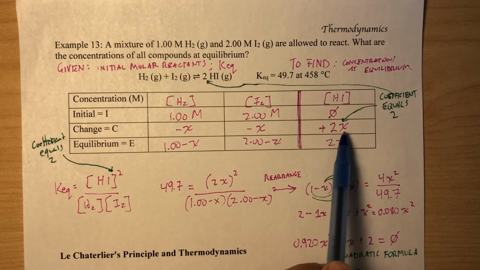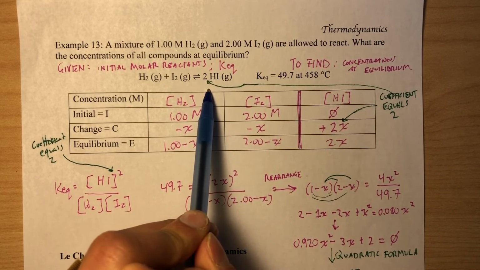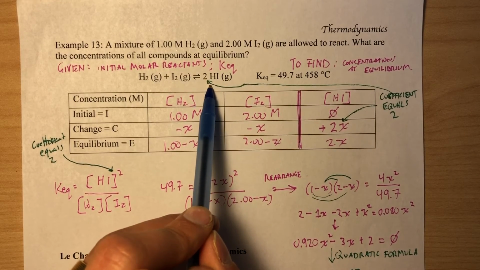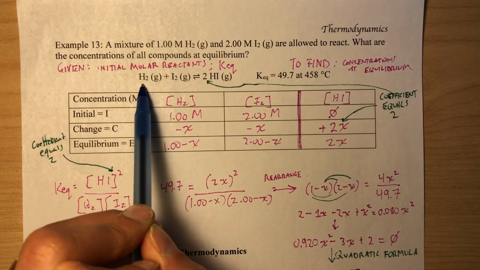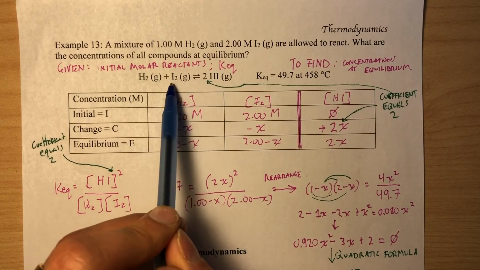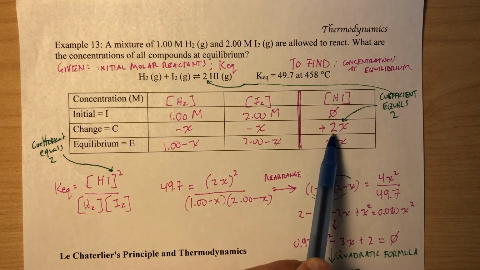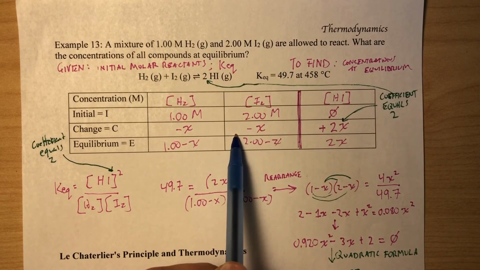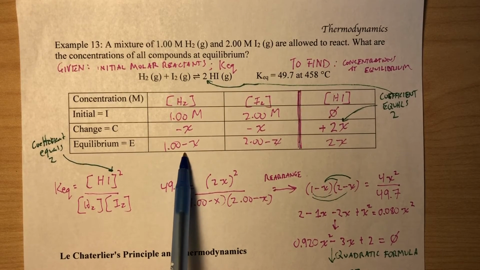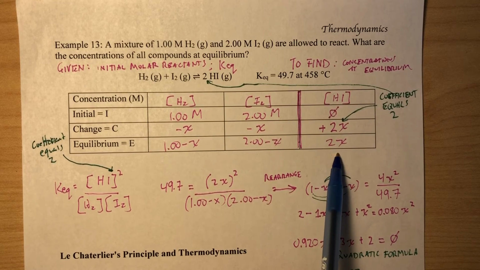The reason that's 2x is because the coefficient of 2 comes from our reversible reaction. This 2 indicates that for every 1 mole of H2 that reacts, we are gaining 2 moles of HI. For every 1 mole of I2 that reacts, we are gaining 2 moles of HI. So this increases by double the amount that each of these are decreasing. At equilibrium, we have 1 molar minus X, 2 molar minus X, and 2x for our components.